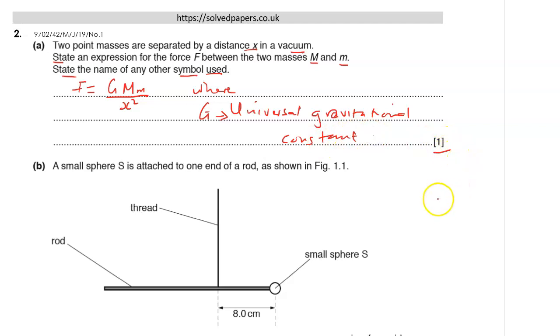So that will earn you that 1 mark. Let's go to part B. Part B is a little bit lengthy. Be patient. Small sphere S is attached to one end of a rod.